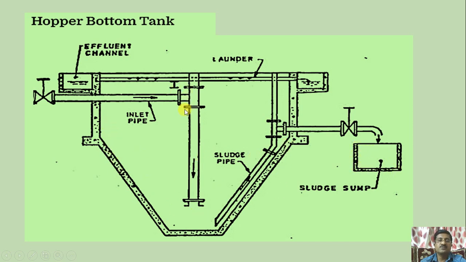So water comes here, and it moves in the upward direction, and from this is the effluent channel where the clear water is taken, and the sludge is removed from this particular point. So many arrangements are there to get this particular result in the vertical flow. So why is it called a vertical flow? Because the water comes like this and flows in the upward direction.